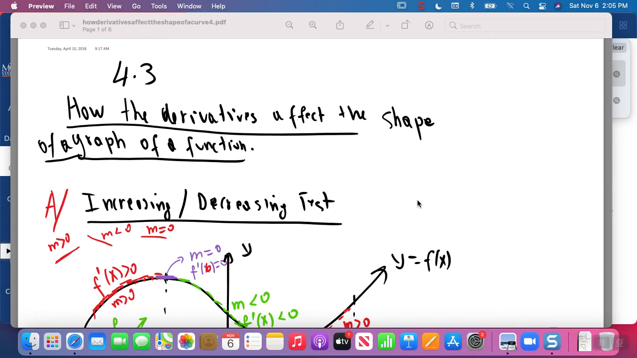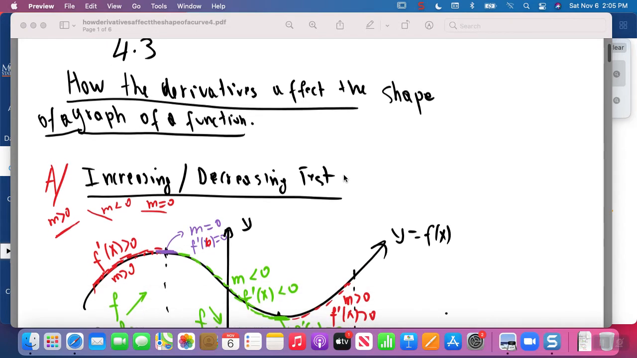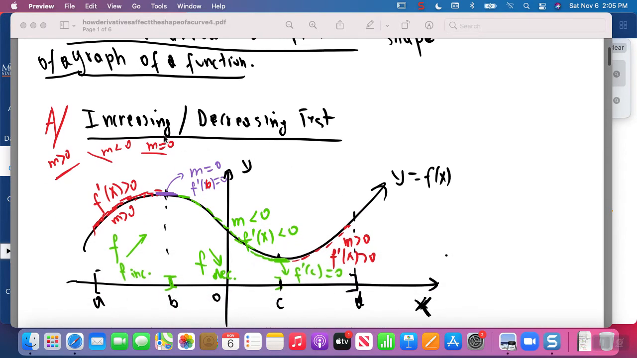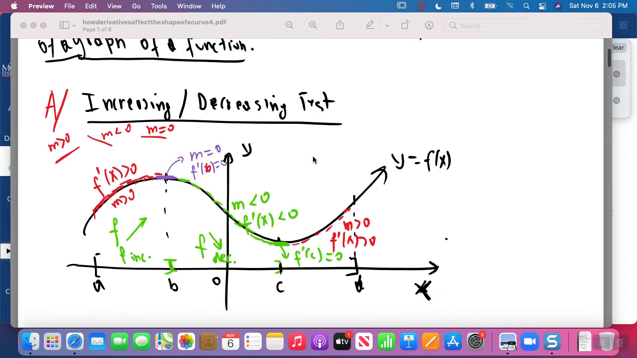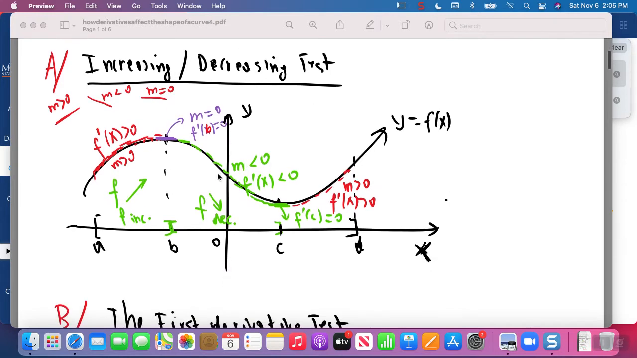Hi, today we're going to discuss how the derivatives affect the graph of a function. So the first thing we want to talk about is the increasing/decreasing test. So we say that anytime f prime of x is positive on the interval from a to b, then we say that the function is increasing on that interval.